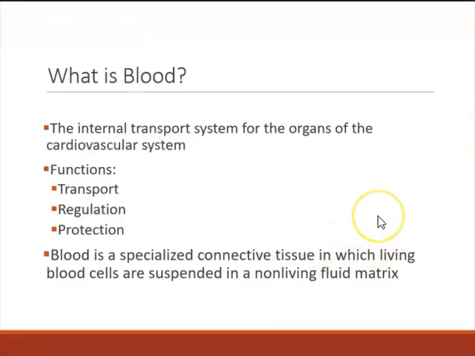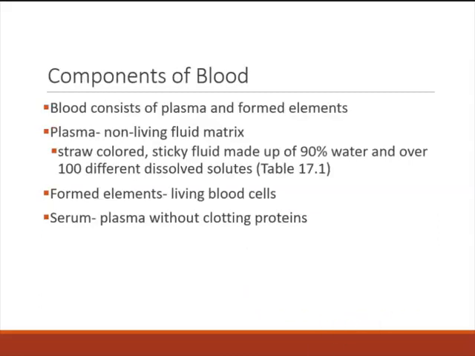So what is blood? Blood is the internal transport system for the organs of the cardiovascular system. Functions of blood include transport, regulation, and protection. Blood is a specialized connective tissue in which living blood cells are suspended in a non-living fluid matrix. The non-living fluid matrix that we're talking about is plasma. So the components of blood consist of plasma and formed elements. Again, that non-living fluid matrix is called plasma.